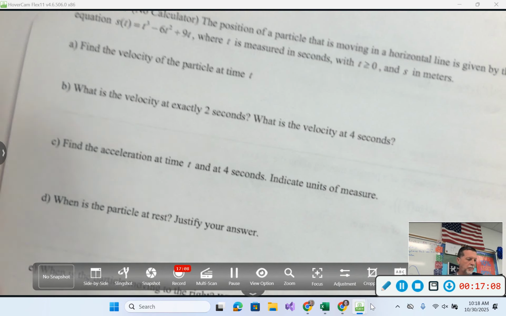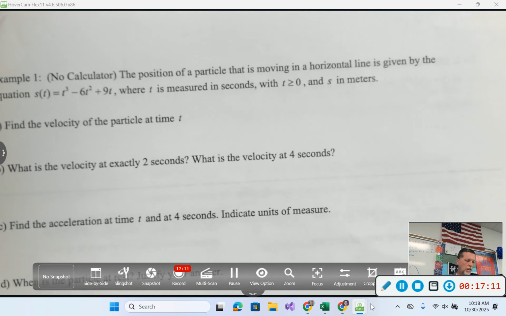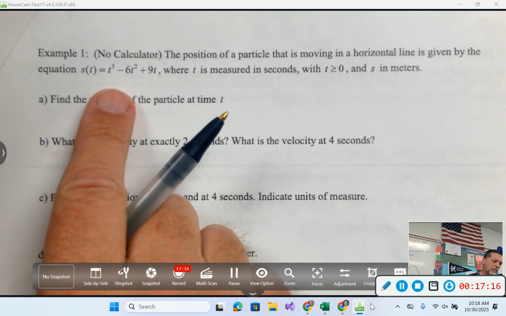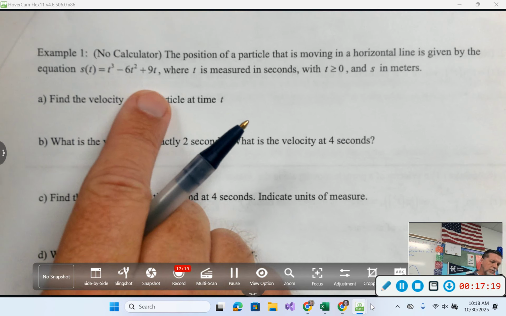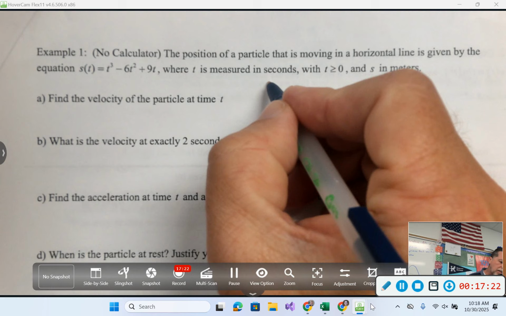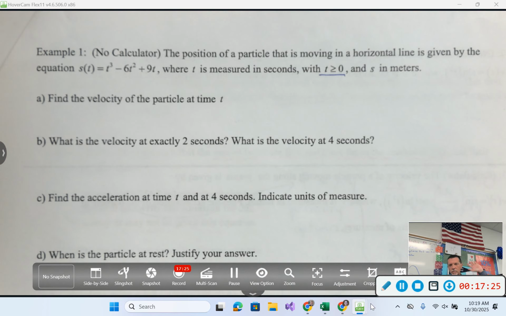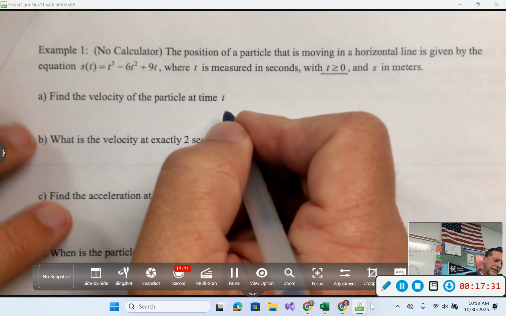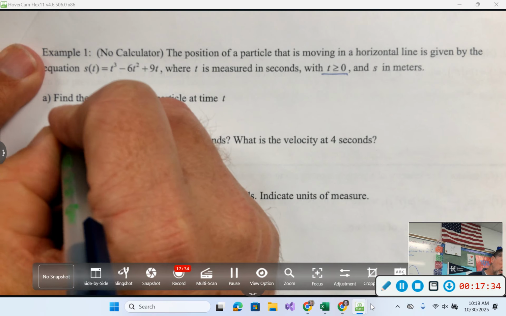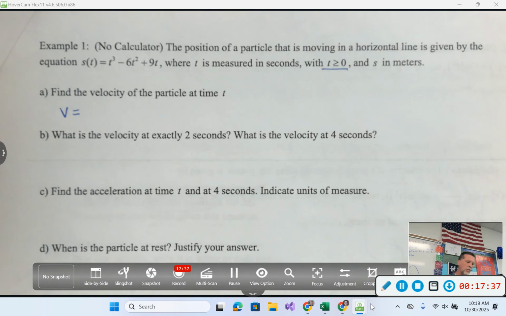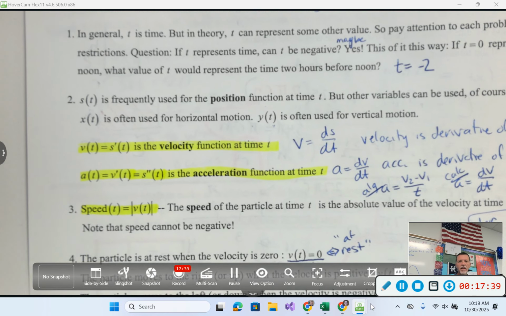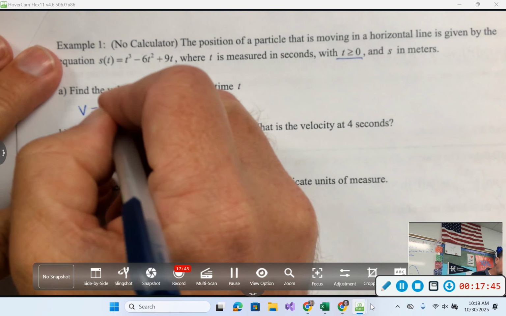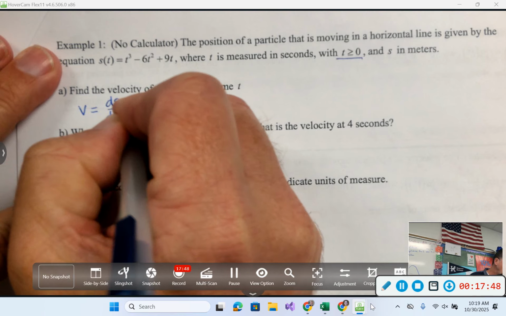Let's do an example here. Position of a particle that is moving in a horizontal line is given by this equation: S of t equals t cubed minus 6t squared plus 9t, where t is in seconds, t has to be greater than 0, so no going back in time on this problem. Find the velocity of the particle at time t. So you look back at the previous page, you're like, wait a minute, what was velocity? Well, velocity is the derivative of position. So we have to say v equals ds dt.